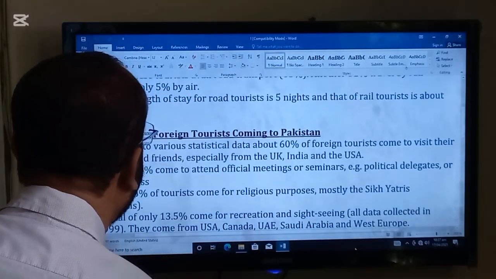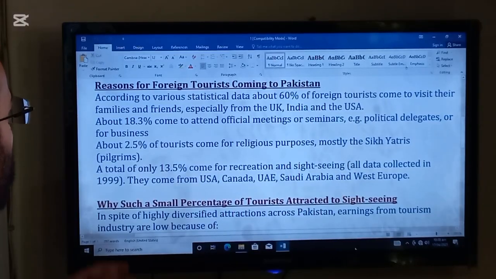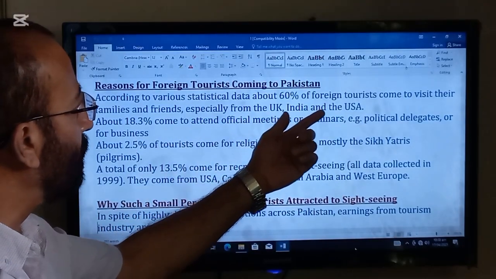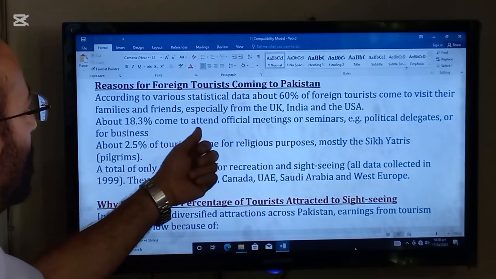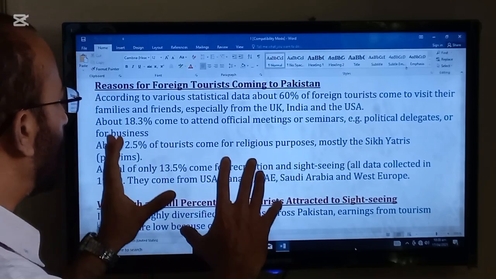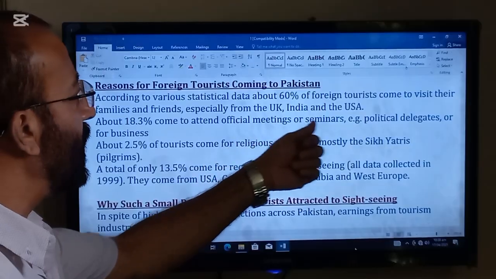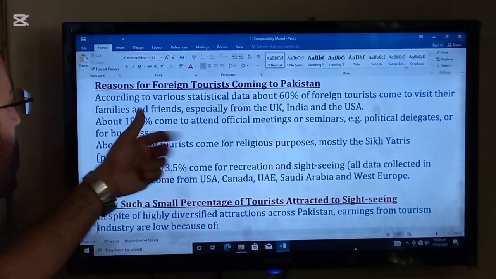Next point is the reason for foreign tourists coming to Pakistan. According to various statistical data, about 60% of the foreign tourists come to visit their families and friends, especially from the UK, India, and USA. So this is the important reason. People coming from UK, India, and USA normally come to visit their families and friends.